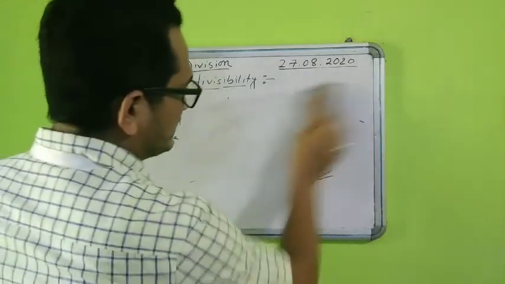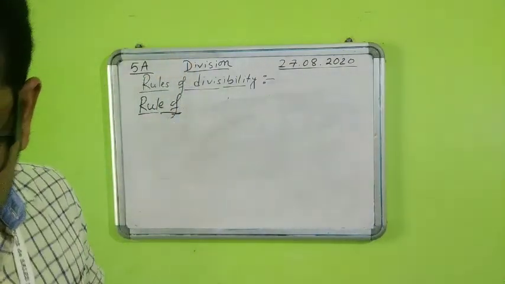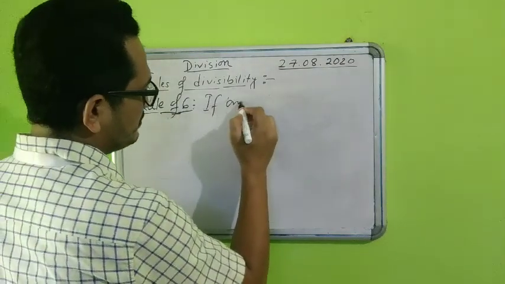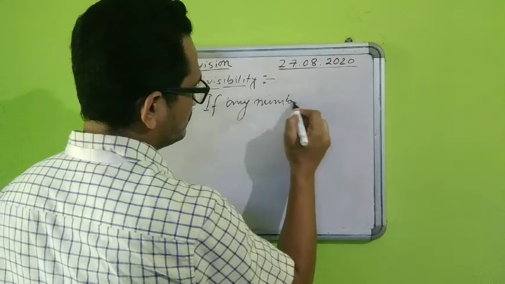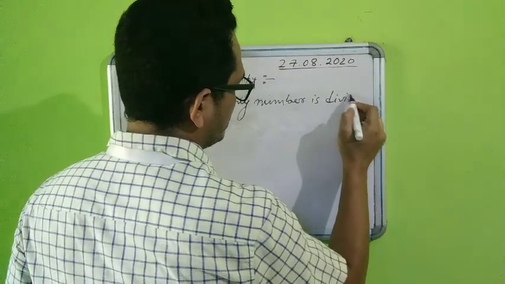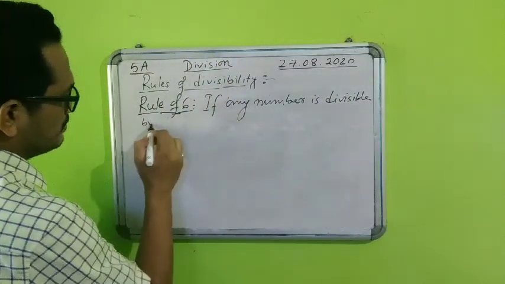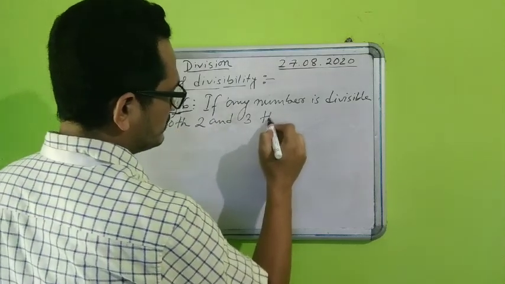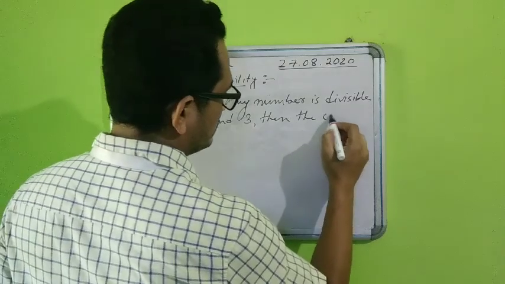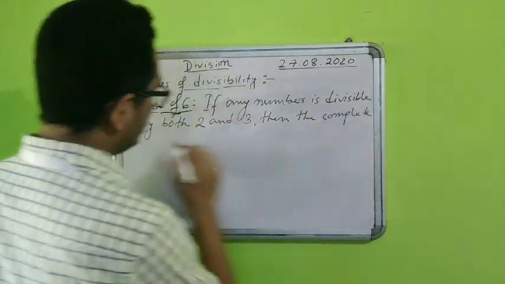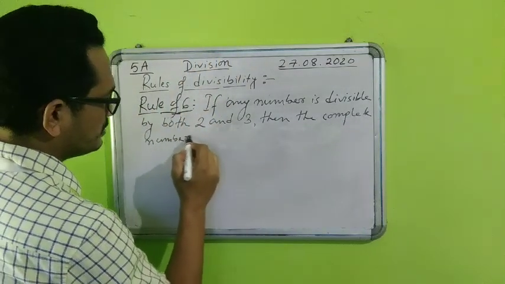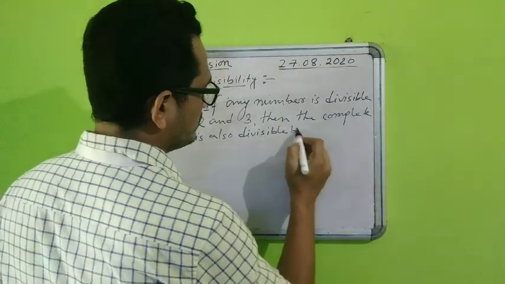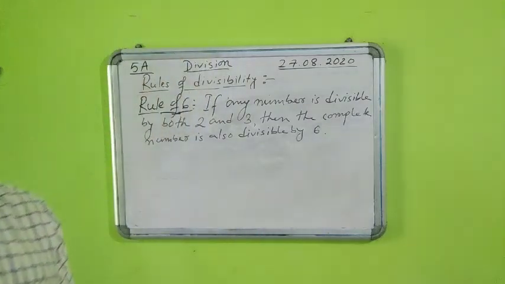We'll go ahead with number 6. The rule of 6 now. So I will write the rule first. If any number is divisible by both 2 and 3, then the complete number is also divisible by 6. So this is the rule of 6.